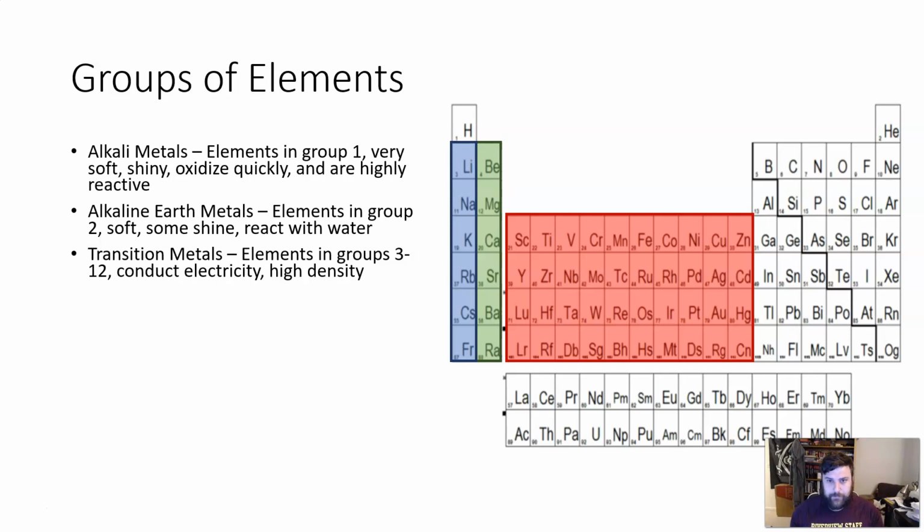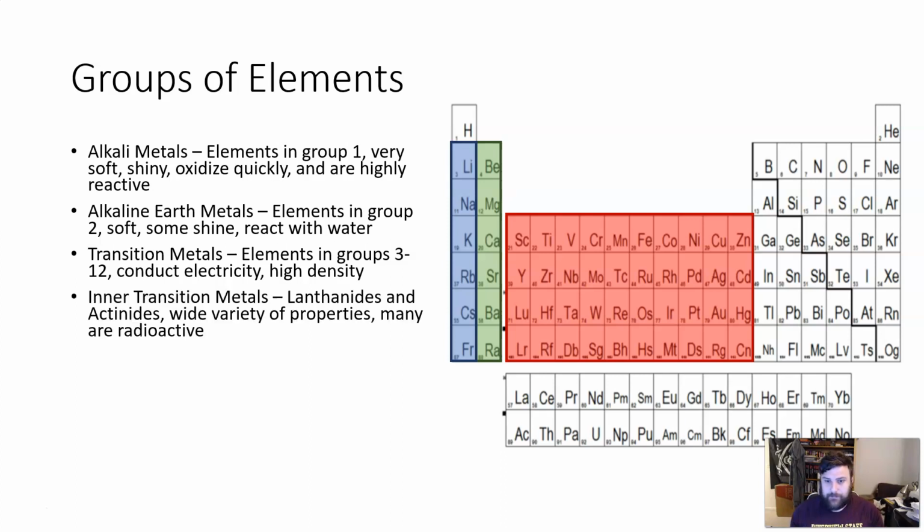The next group, and these ones tend to be the oddballs, the inner transition metals. These we refer to with two names, the lanthanides and the actinides. So our inner transition metals are these two rows that we have at the bottom. Lanthanides are the row that is on top, actinides are the row that's on bottom.